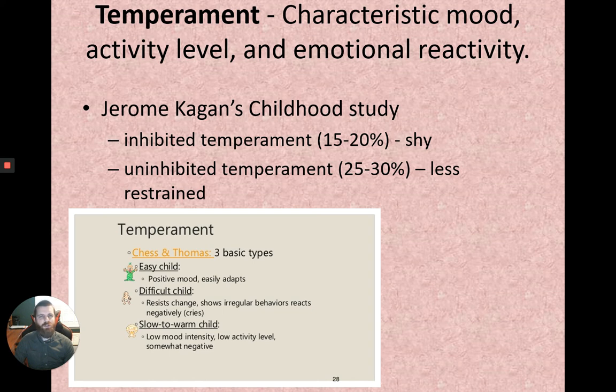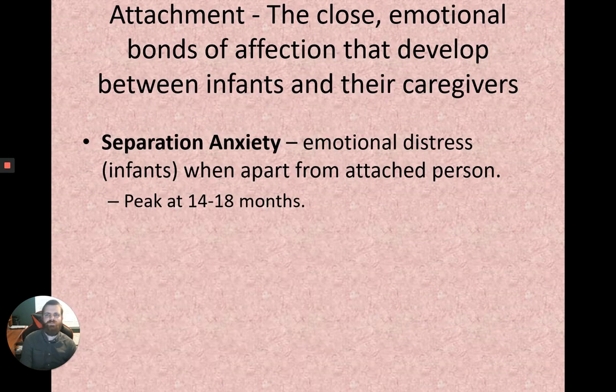A difficult child is really the opposite. They're really going to resist change. Changes to their everyday existence is going to be pretty tough. Their reactions are often going to be negative to those things. And then the slow to warm up child is really some mix of the in between. It's basically kids that have a low mood intensity, so they're not super active. They have a low level of activity, maybe a little on the negative side, but they are eventually going to come around. And so that's temperament in a nutshell.